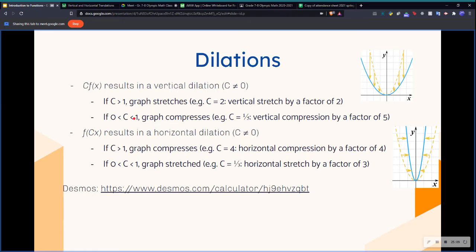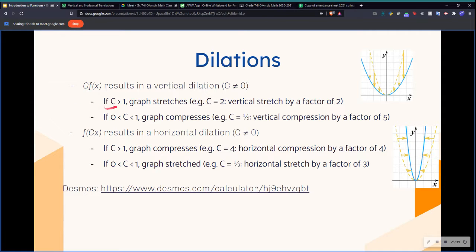So that was translations. Now let's look at dilations, or changes in size. Here's the first case of a dilation. You have c times f of x. So c is your coefficient of the function f. This would result in a vertical dilation. This means that you're either stretching your graph up, or you're compressing it down. That's what vertical dilation is.